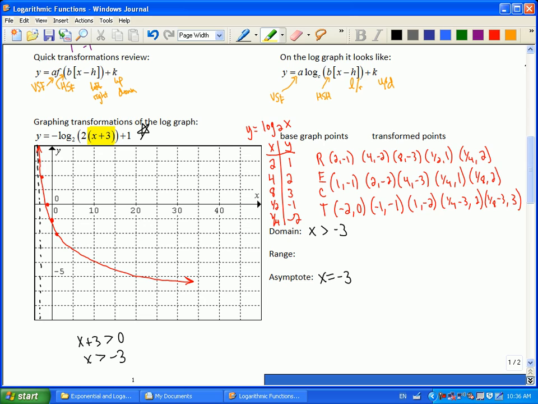Okay. And the range of values is a really boring question. It's going to be all real numbers. I don't know of any log graphs. Maybe there's one out there, but I don't know of any where it's not all real numbers.